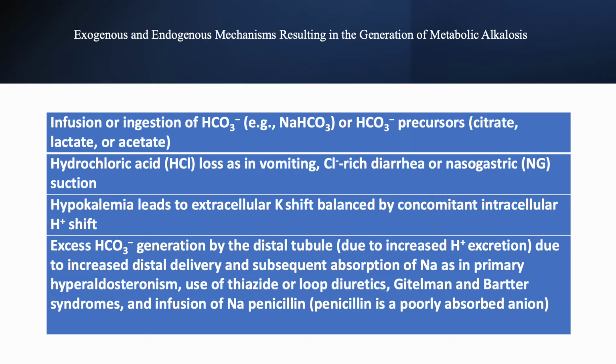Now, excess bicarbonate generation by the distal tubule due to increased hydrogen secretion is sometimes the cause. How's that? Let's say that you have primary aldosteronism. Let's say that you have someone who's overdiuresed with a thiazide, with a loop diuretic, rarely Gitelman-Bartter syndromes, or infusion of sodium penicillin. All these mechanisms are going to increase hydrogen secretion. And you are going to have an increased reabsorption of sodium. You are going to have activation of the aldosterone. And therefore, like we said, when you have excess aldosterone, you're going to lose potassium. You are going to lose hydrogen. And when you lose hydrogen, it's the same as gaining bicarbonate.